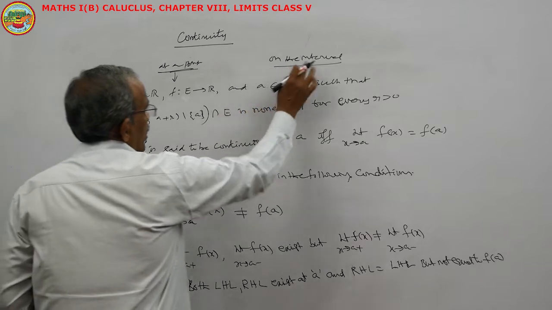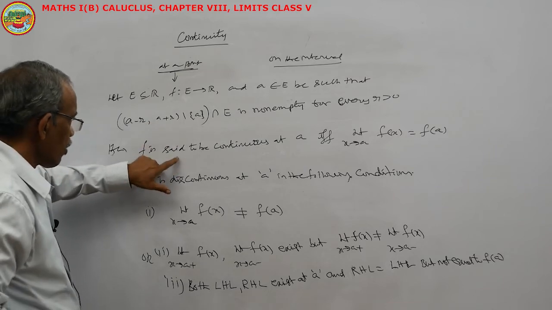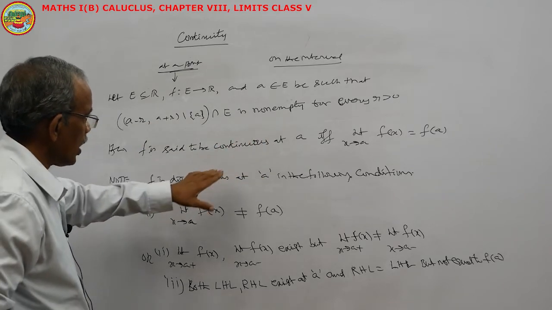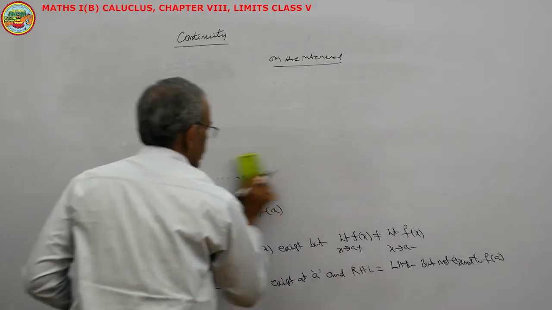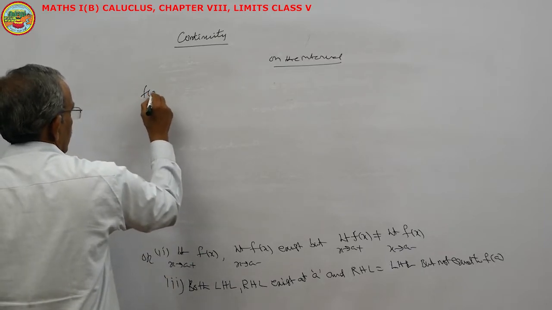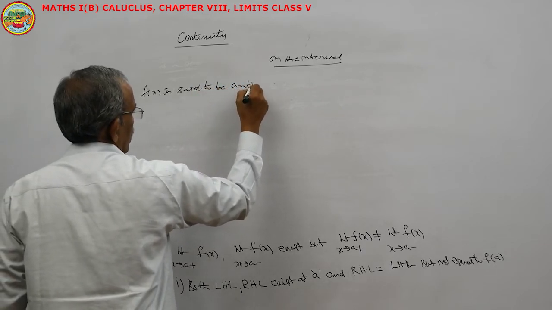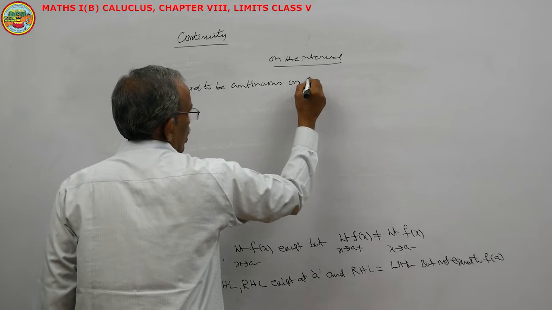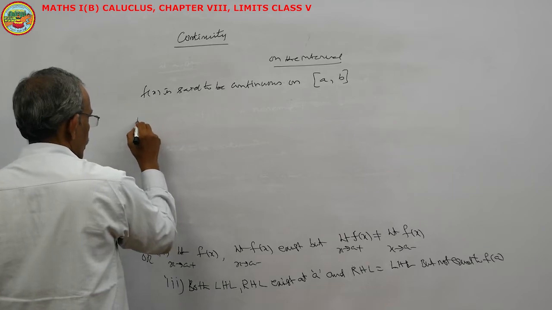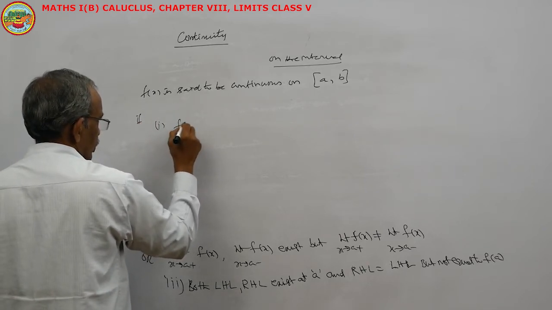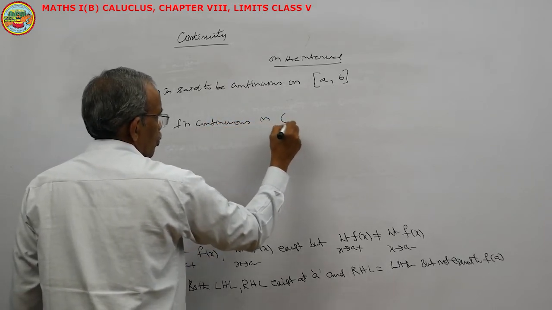Next one, on the interval. We learned about a point, that f is said to be continuous at a, at the point a. Next, on the interval. The function f of x is said to be continuous on the interval AB if, first one, f is continuous in the open interval AB.